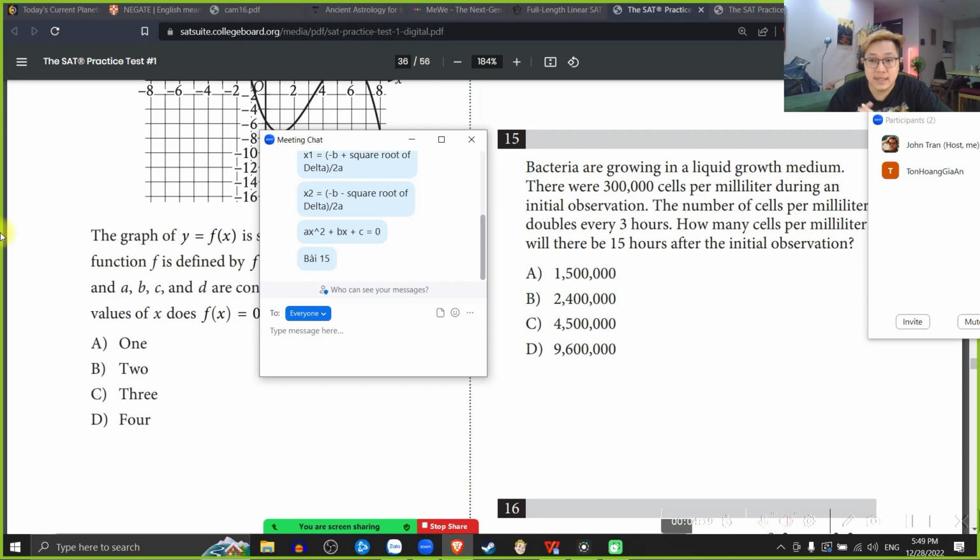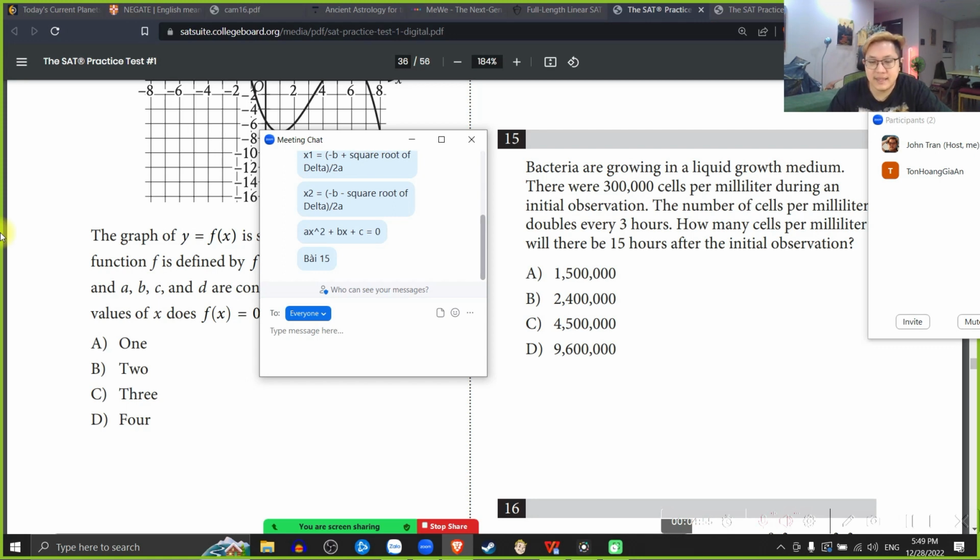Vi khuẩn nó đang sinh sôi nảy nở trong một cái medium là gì? Môi trường dẫn truyền hoặc là môi trường nuôi cấy. So medium is an environment where you grow bacteria, or it also means an environment that sound, light, waves, information, or anything like that can go through, okay? Vi khuẩn đang sinh sôi nảy nở trong một môi trường nuôi cấy bằng chất lỏng.